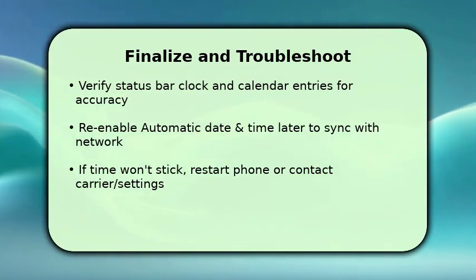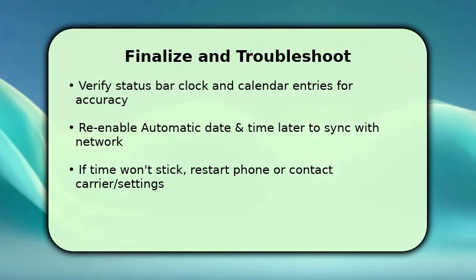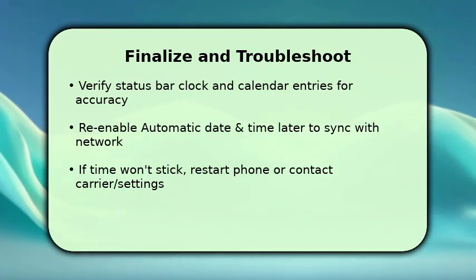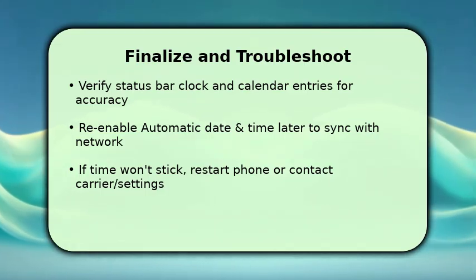If changes revert or the clock won't stay correct, reboot the phone first, then check for carrier or system profile restrictions. Some networks force network time. If problems persist, contact your carrier or check device admin policies.